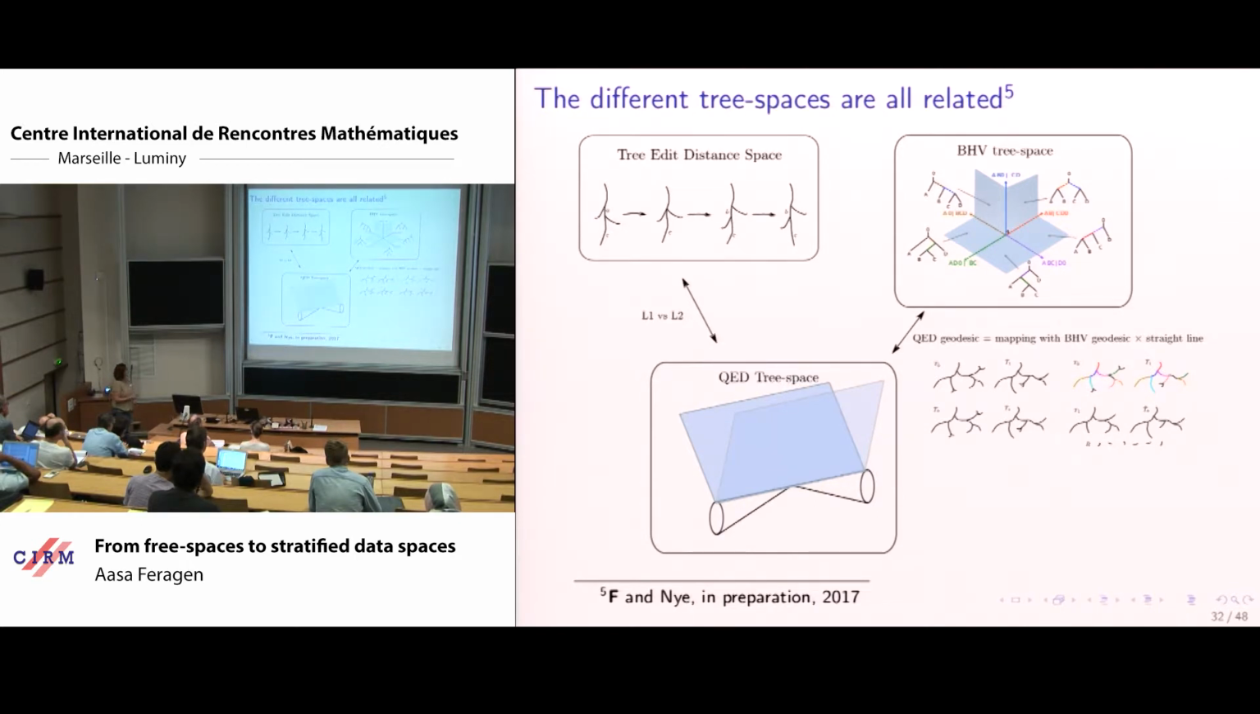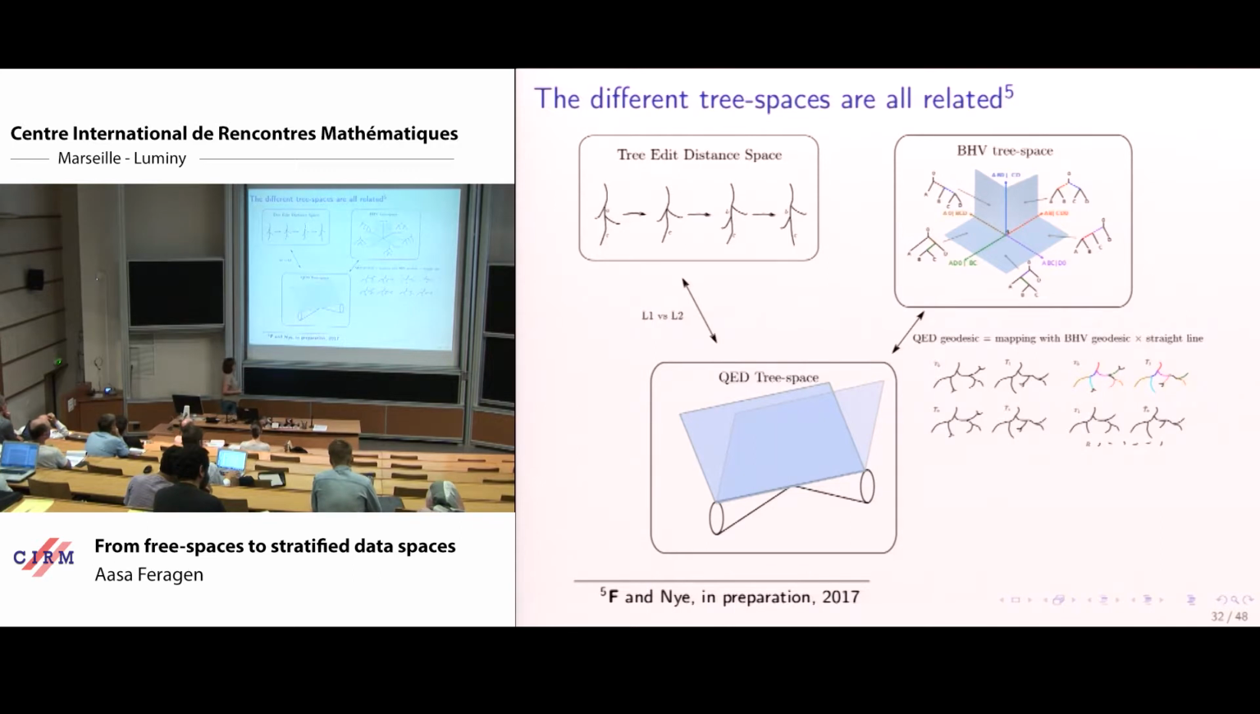more restrictive framework. And just a little note on how these different tree spaces are related. You had the tree edit distance space, and then you had the more general unconstrained tree space with the L2 metric. So they are related via the tree edit distance boiling down to an L2 combination of edge attributes, whereas the QED is based on an L2 combination of edge attributes. Now this relation here is more complicated. So this is how the QED tree space relates to the constrained BHV tree space.